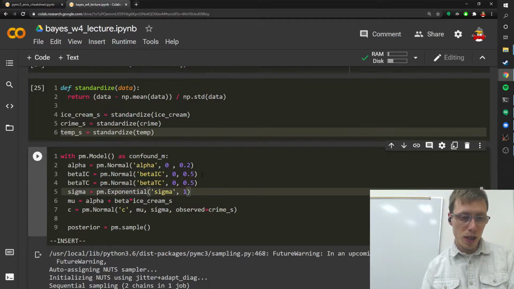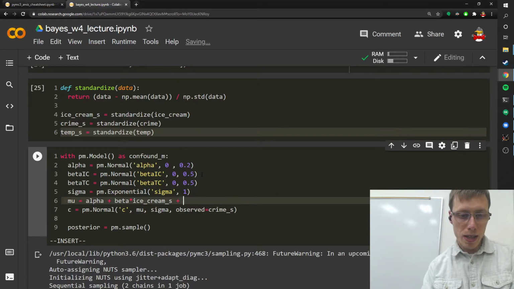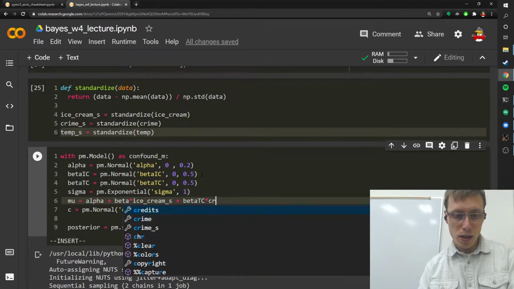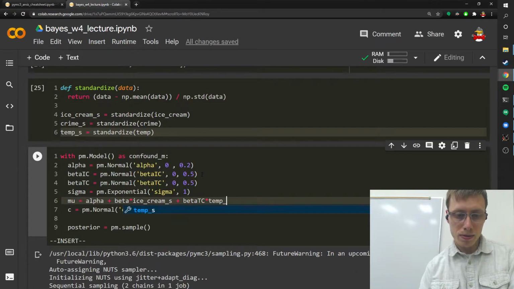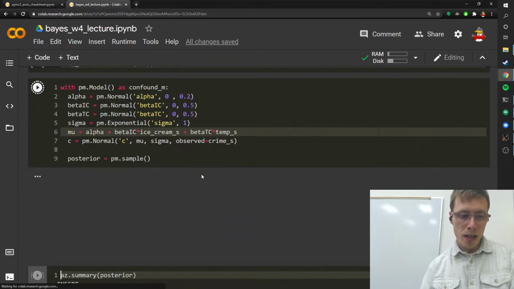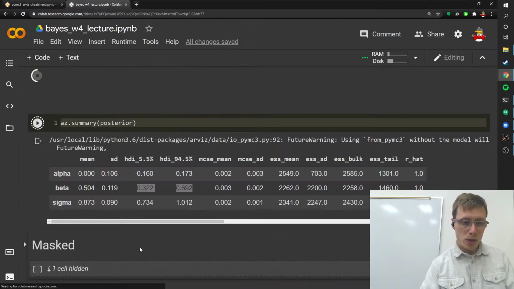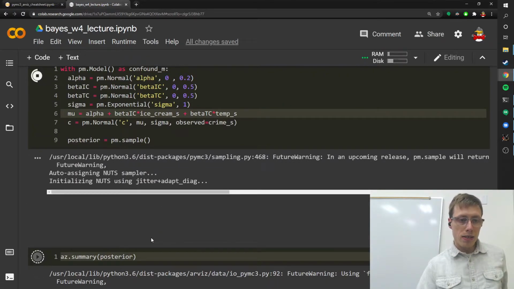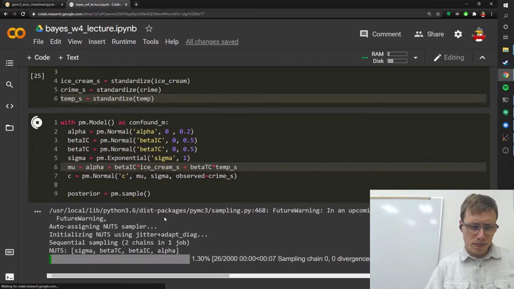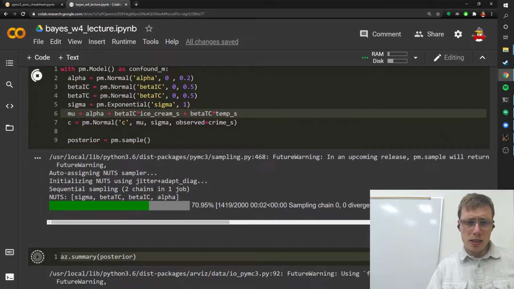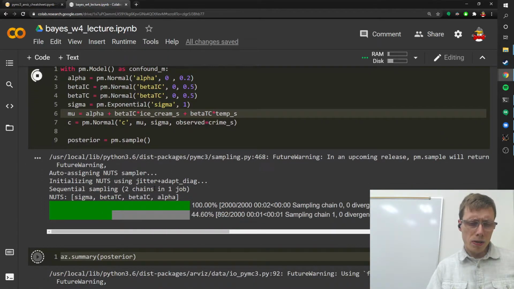Right? We use the same priors for it. And now all we do is add in a beta TC times temperature, standardized. And we'll change this to beta IC. And now when we run this, we can run this again. And when we get the posterior, you're going to see that the effect of ice cream is just going to disappear. And I'll explain why that is.